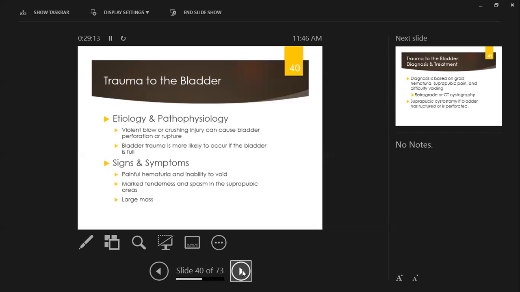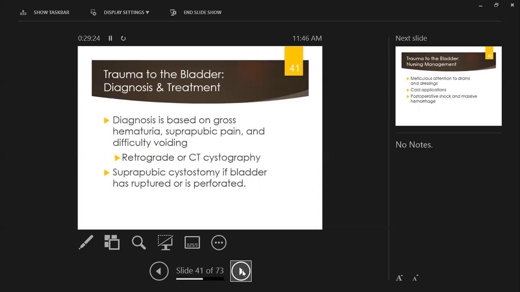There's going to be marked tenderness, potentially even spasm in suprapubic areas, and a large mass that is expanding, potentially even a rigid abdomen that becomes board-like. Diagnosis is going to be made on gross hematuria or blood in the urine, suprapubic pain and difficulty voiding. We may do retrograde or CT cystography in order to diagnose a rupture or perforation. Suprapubic cystostomy is indicated if the bladder has ruptured or is perforated.